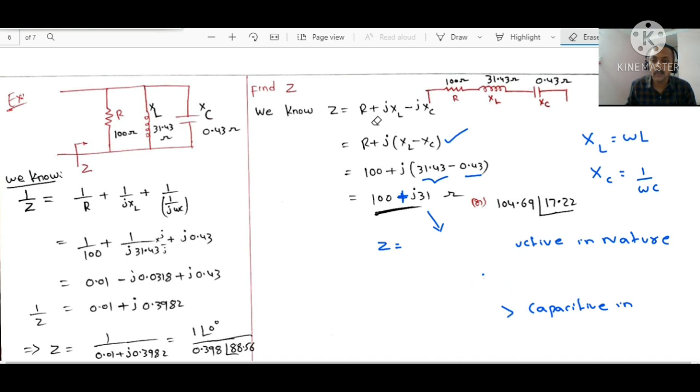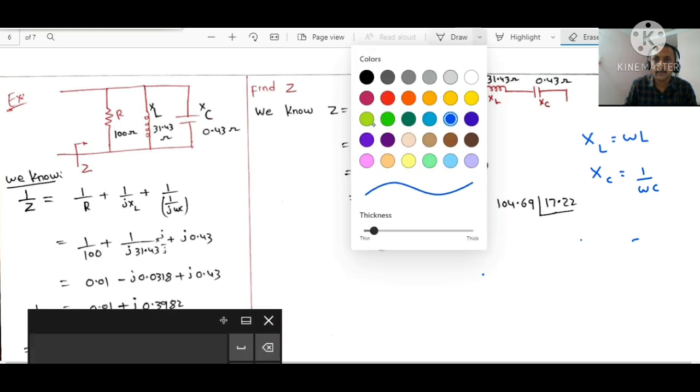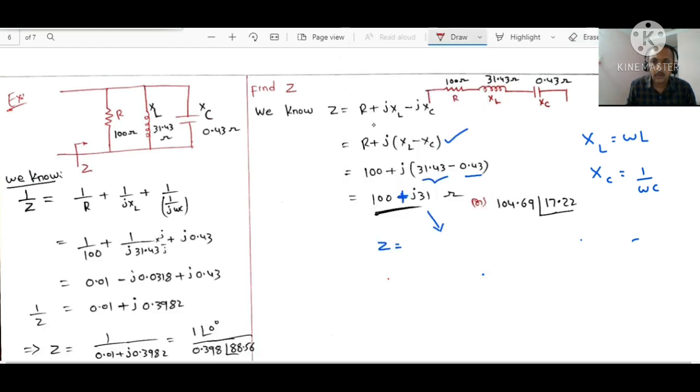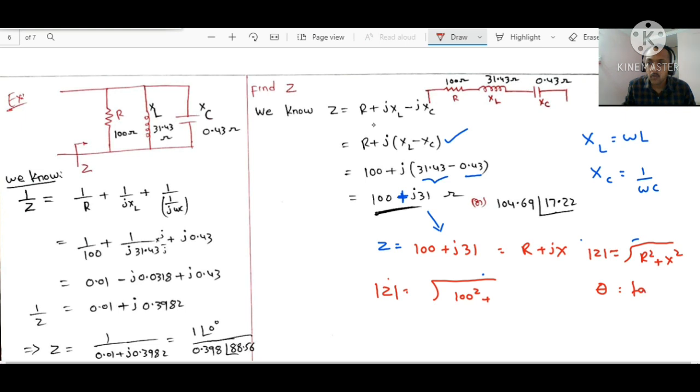Now, this rectangular form, we can express it in the polar form. What Z we got? What is the value of Z? 100 plus j31. What about mod Z? Because this is in the form of some R plus jX, mod Z equal to root over R square plus X square. Theta will be tan inverse of X by R.